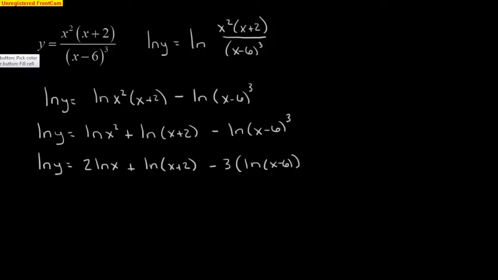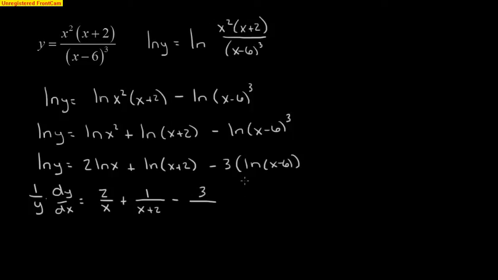And now take the derivative implicitly on the left side. The left side's always going to be 1 over y times dy/dx. And this is going to wind up being 2 over x for the derivative: 2 times the derivative of natural log of x, which is 1 over x. Plus x plus 2, the inside goes in the bottom, derivative of that goes in the top. Minus 3, x minus 6 goes in the bottom, derivative of that is 1, goes in the top, so 1 times 3 is 3.